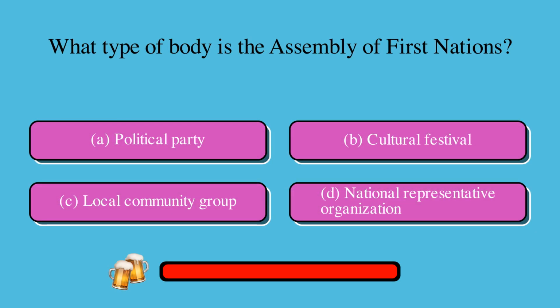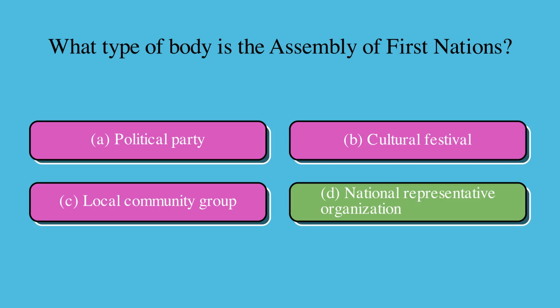What type of body is the Assembly of First Nations? Is it A, political party, B, cultural festival, C, local community group, or D, national representative organization? The correct answer is D, national representative organization.